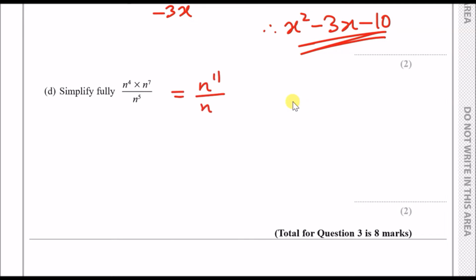And you still have n to the 5 below. When you divide, you subtract the powers. So 11 take away 5 is going to give us n to the 6. And that's it, guys. That's 3 done.